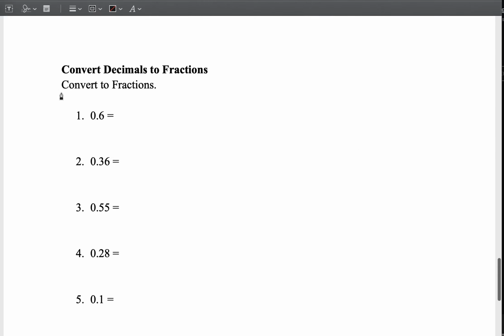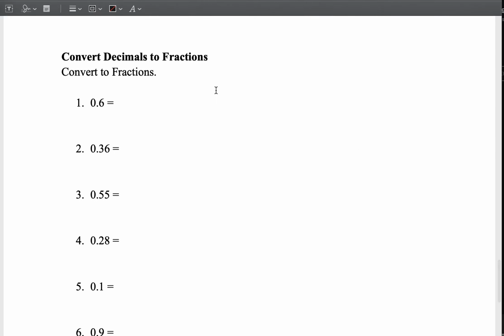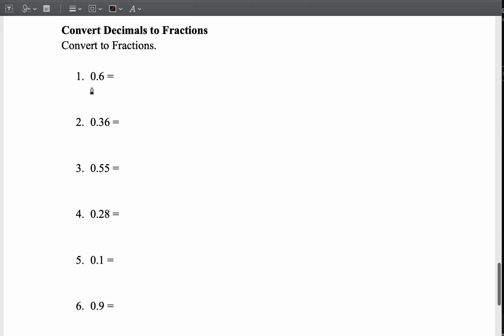And last but not least, convert decimals to fractions. So basically this 0.6, the 6 is in the 10th place. Here, if you look here, 0.36, 36 would be in the 100th place. So let's compare it. So the first one, 0.6, since it's on the 10th place, it will be 6 over 10. That's basically it. That's the fraction. And then, if you simplify it, we know that 2 goes into both 6 and 10. So 6 divided by 2 is 3, and 10 divided by 2 is 5. So the answer to this is 3 over 5.